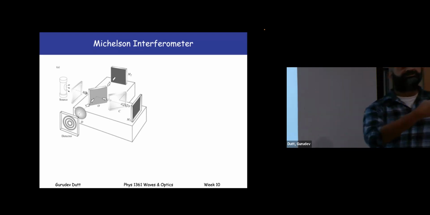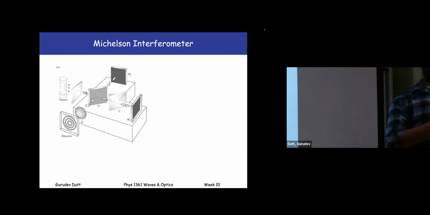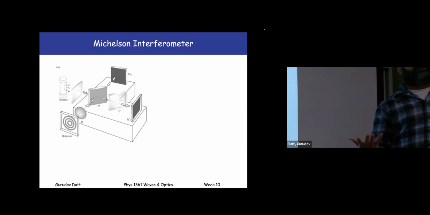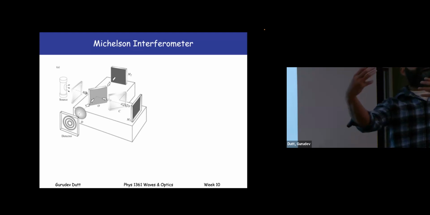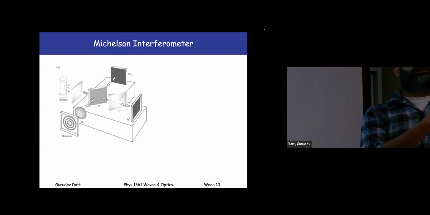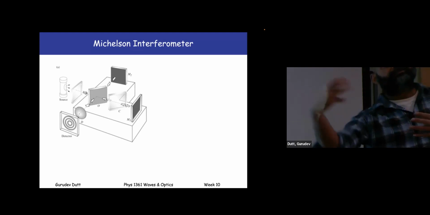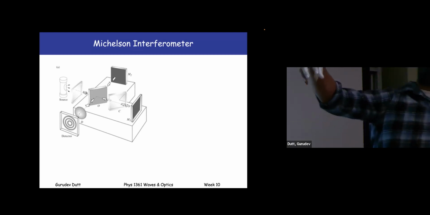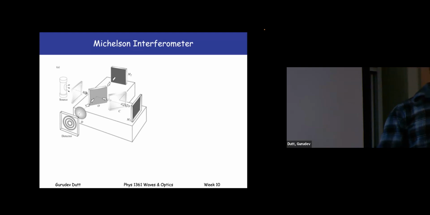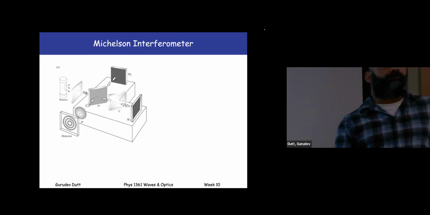Now if the Earth is traveling through space around the sun, then maybe there's a relative velocity between the ether and the Earth, which means that the speed of light would be different in one direction relative to another direction, because it's propagating in the ether. And then they said there must be an ether wind.